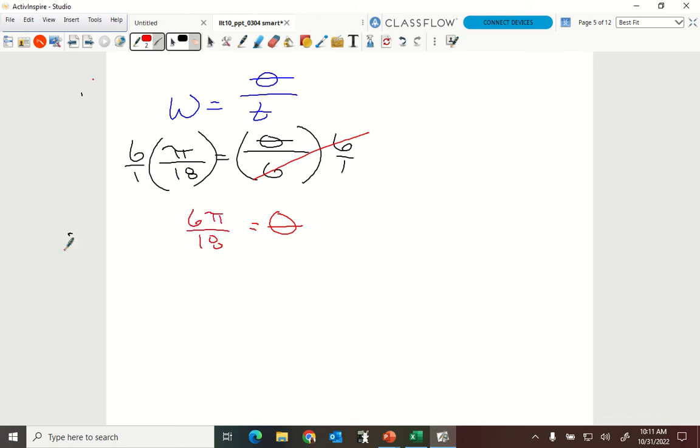But now I need to be able to reduce my fraction. You can reduce it by a factor of 3, or 2. And can I reduce it by a factor of 6? Yes, I can. So if I reduce it by a factor of 6, on top I'm left with just pi, and 18 divided by 6 is 3. So that's going to be my theta, pi over 3.